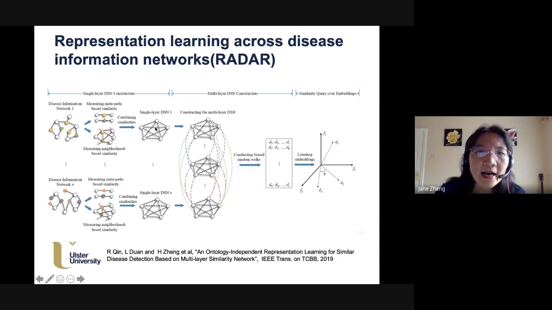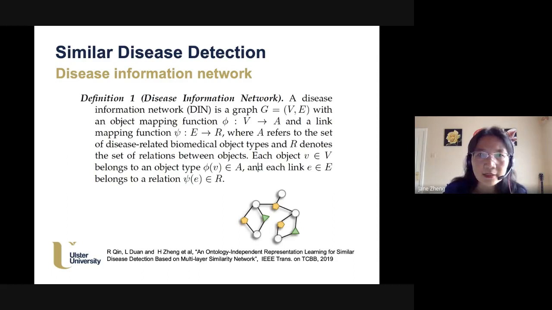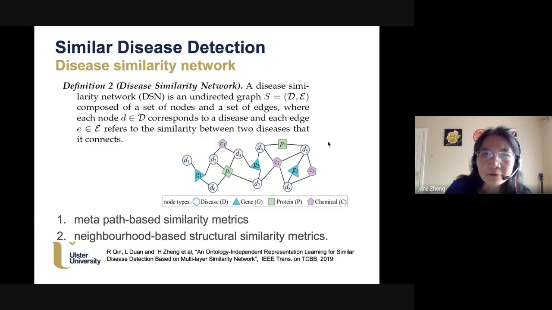Let's start from the disease information network. As you can see, it represents just one single network, built from the different disease-related biological data types put together. For the similarity network, we want to look at the similarity. When we have the disease information network, we can take the information from the database and calculate which diseases are linked together, if they have any relationships. When you link them together, it's important to measure the similarity matrix.